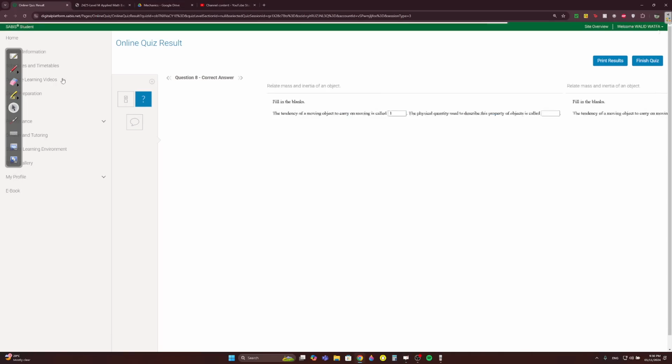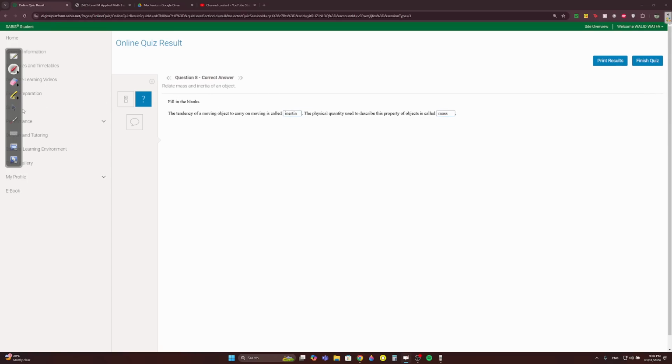Like question 8, the tendency of a moving object to carry on moving is called inertia. Always the tendency to continue whatever its motion, to continue undisrupted, continue with the state of motion that you began with, is called inertia, and the physical quantity of it is mass. More mass means more inertia.